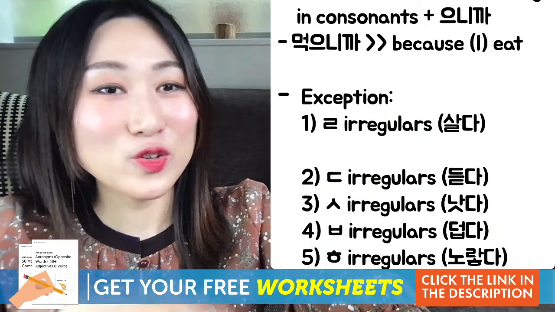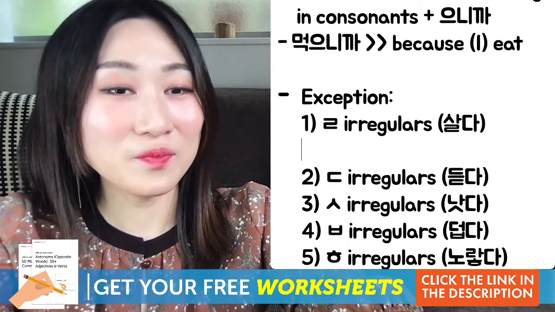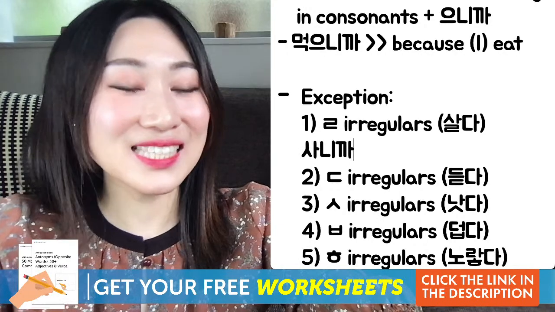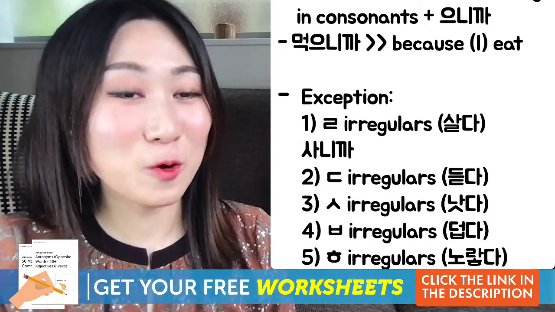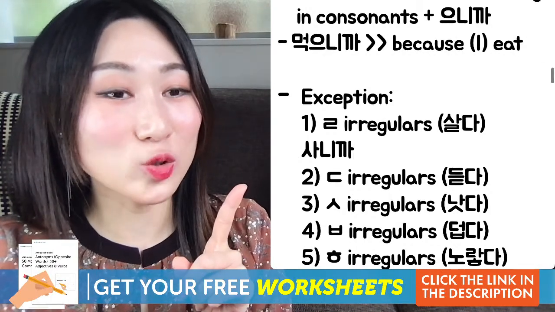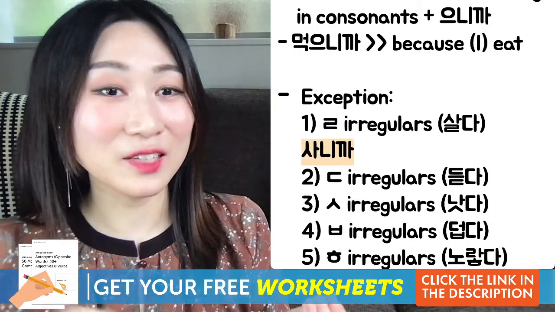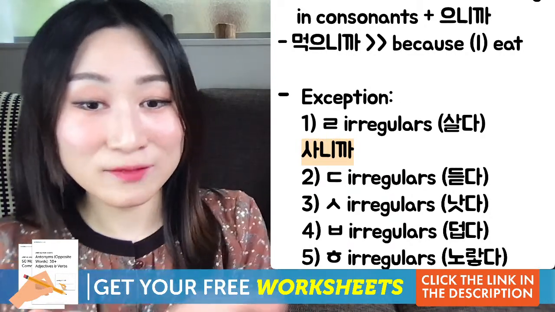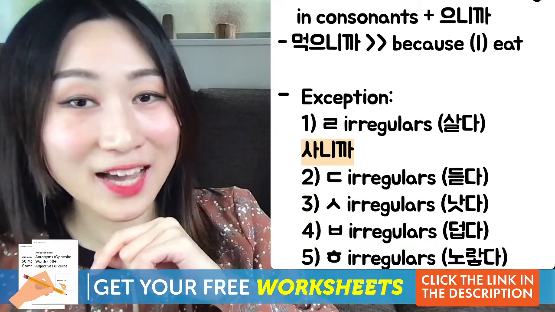So for intermediate learners, when you conjugate 살다 with 으니까, it becomes 사니까. It's not 살니까. Remember, we removed ㄹ from 살. So it becomes 사, ending with a vowel. So we use 니까, 사니까. It means because I live. 살다 means to live. I live in Korea. You live in... Oh, Jasmine, you live in India.